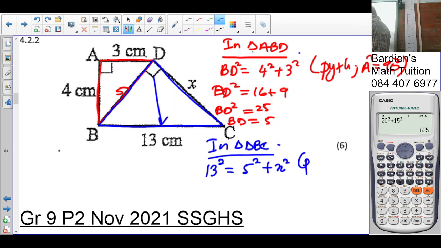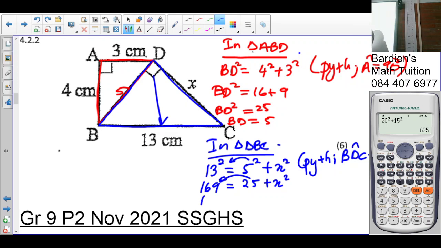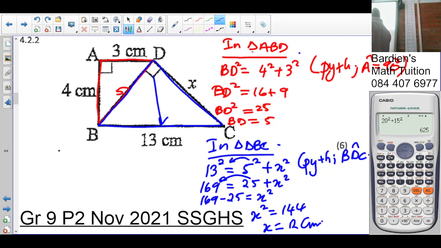The reason? Pythagoras with angle BDC or CDB equals 90. So you take it over the equal sign. So firstly 13 squared is 169, equal to 25 plus x squared. Take it over the equal sign. 169 minus 25 is equal to x squared. 144. The square root of 144? 12. 12 centimeters.